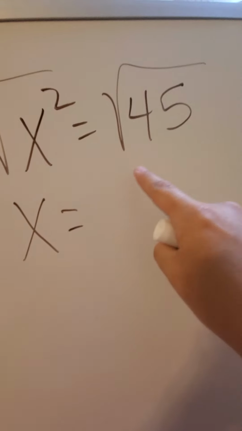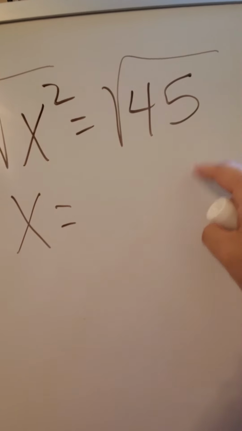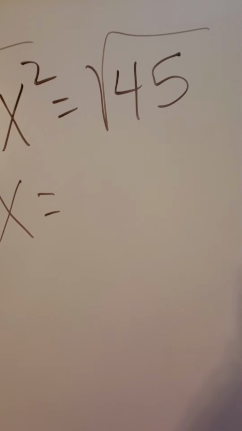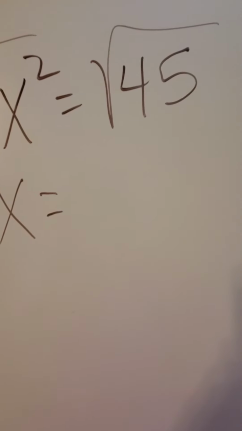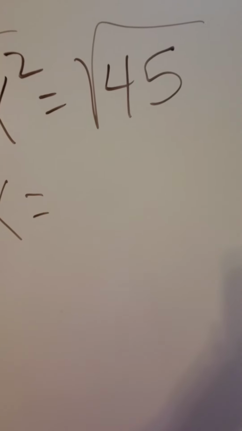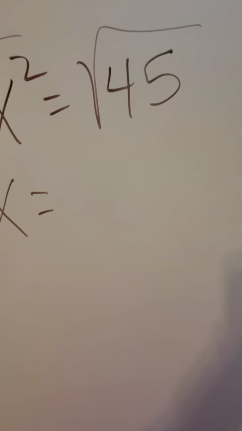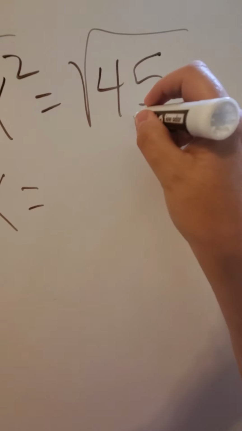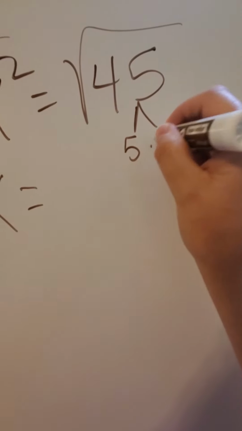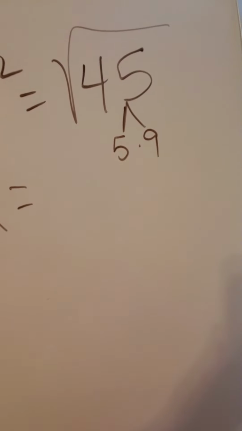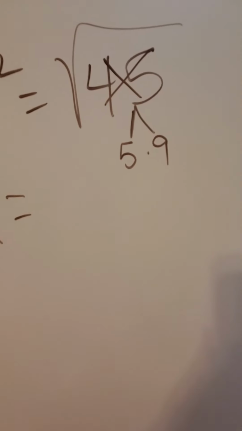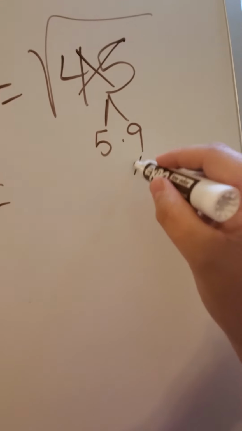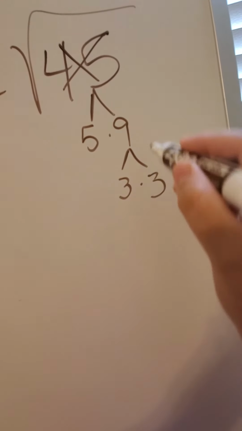Now, I could put square root of 45 in my calculator, and it's going to give me 6 point something, probably about 6.8 something. But they want it in simplest radical. All that means is I want to break it down as much as I can. So 45 is the same as 5 times 9, right? And 5 is a prime number, I'm done with it. But 9 is the same as 3 times 3, right?